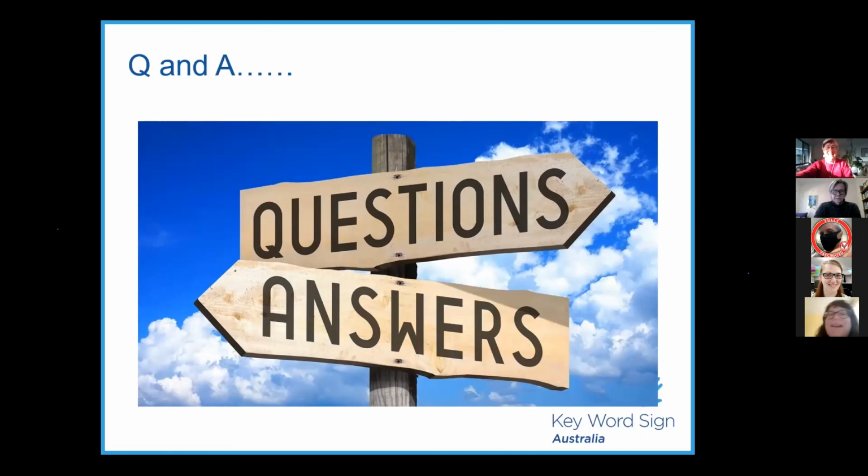Yeah. So as Cathy said, I've been successful with getting some support with keyword signing in my daughter's plan. I'm actually a speech pathologist, so I've been able to use the keyword signing with my little one since birth. But yeah, had some success getting some funded workshops this time round.